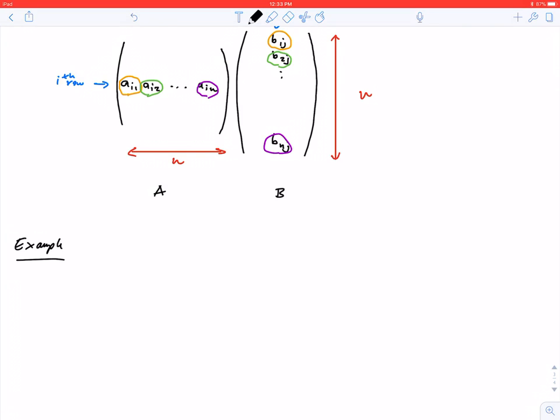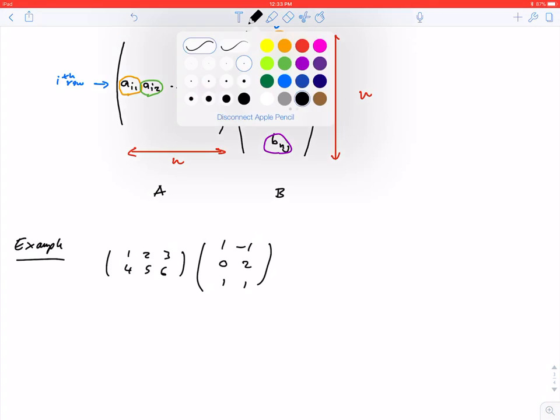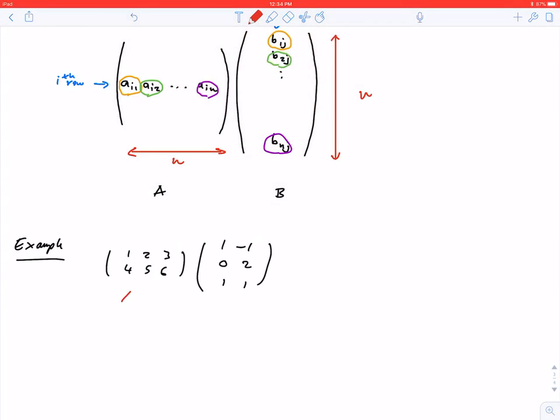So imagine I was to work out the matrix multiple of 1, 2, 3; 4, 5, 6, and then 1, minus 1; 0, 2; 1, 1. I'll mix it up a bit here. Does this work out? Can I multiply these? Well, this is a 2 by 3 matrix. This is a 3 by 2 matrix. So yeah, the 3 and the 3 match, so I can take the product.